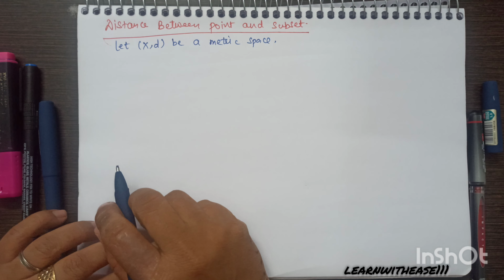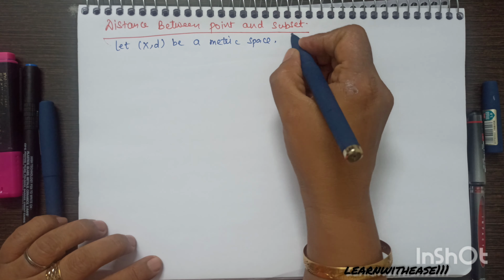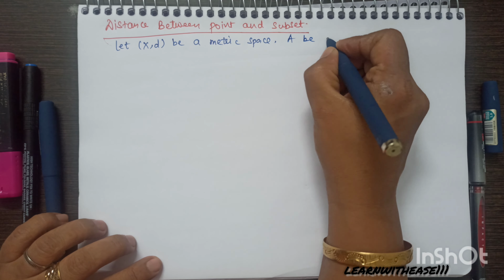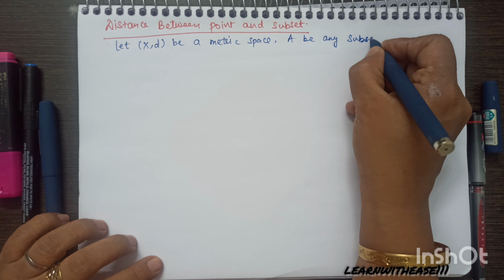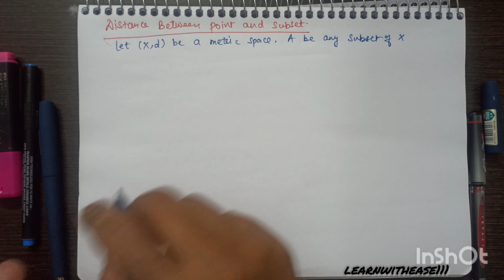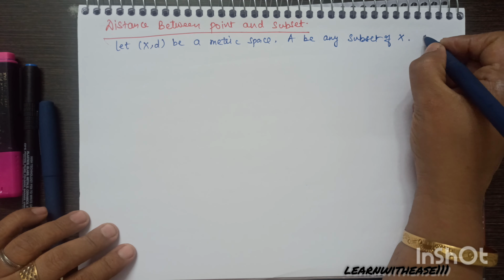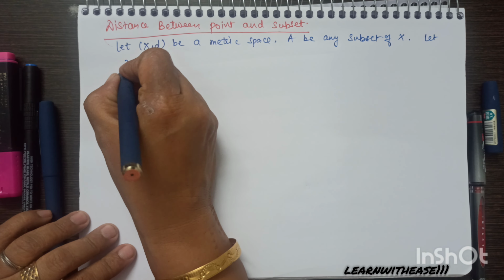Continuing metric spaces. Distance between a point and a subset of a metric space. Let (X, d) be a metric space, A be any subset of X, and small x be any point of the metric space X.